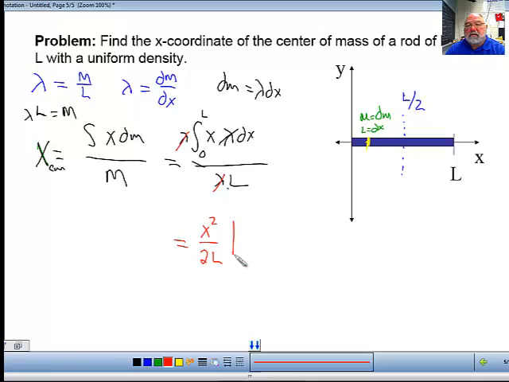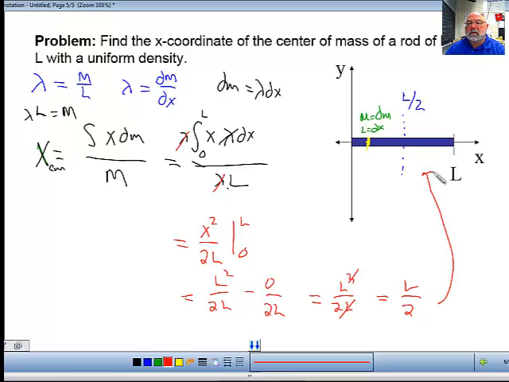L is there, and we're going to evaluate from 0 to L. Okay, so when we evaluate it, we end up with L squared over 2L minus 0 over 2L, and that's equal to... 0 goes away. It's L squared over 2L. Get rid of one of those L's, and we end up with L over 2. Agreement! Woohoo!